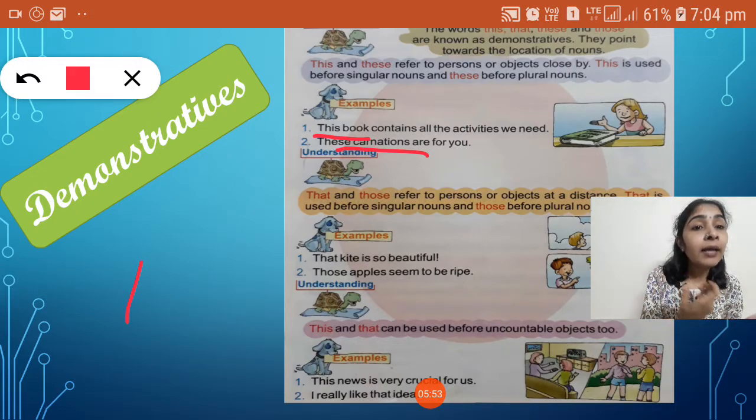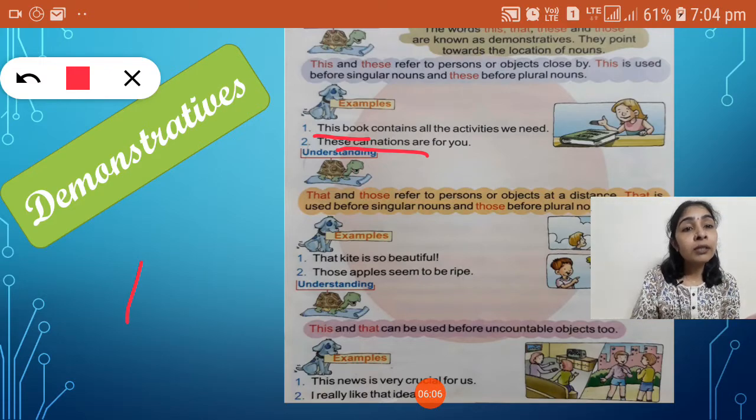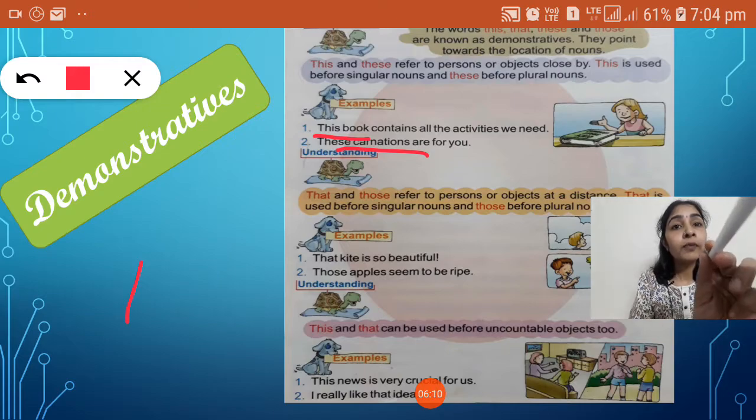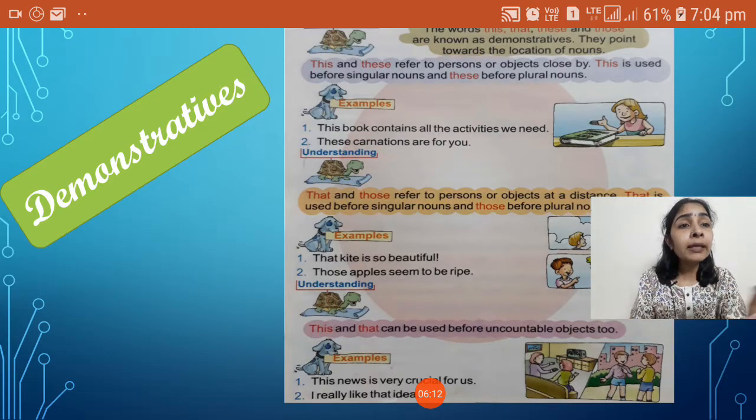"I really like that idea." So "that" here is preceding an uncountable noun. We can also call it an abstract noun. So this and that can be used before uncountable nouns also. Now let us see the next.